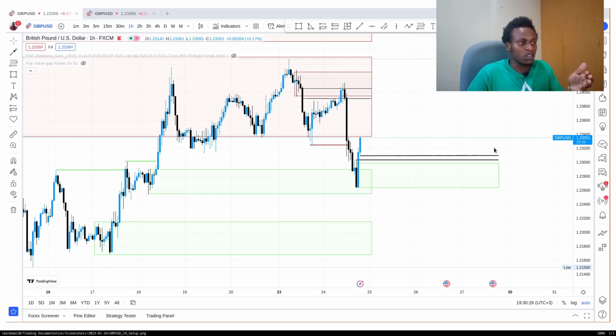So once I got it, all I had to do was wait for price to move back, hopefully into this order block, and I could find an entry on the lower time frames and I could take this trade.